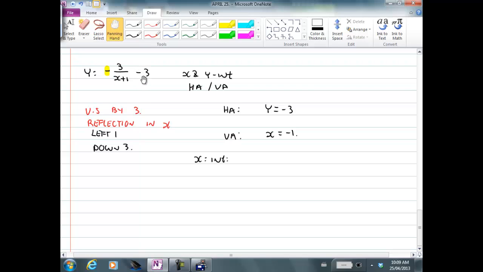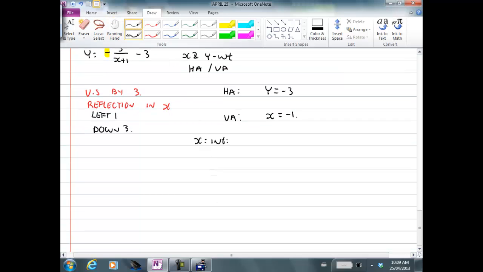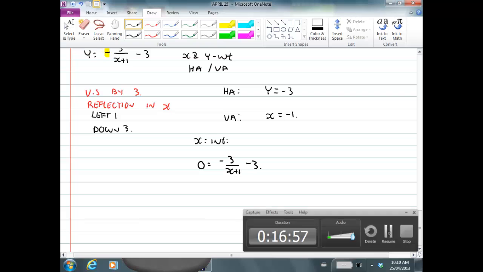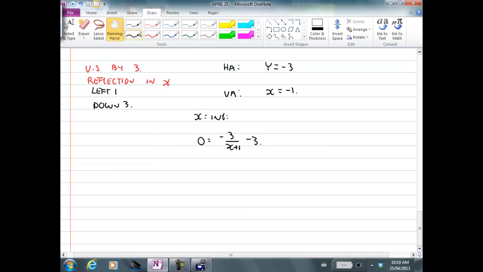Okay. So again, your x-intercept: 0 equals negative 3 over x plus 1 minus 3. I'm going to work this fairly quickly because we need more time. So I'm going to move things over. That's a 3. And I'm going to multiply that by x plus 1 equals negative 3. X plus 1, I'm going to divide this by 3, gives you negative 1. X equals negative 2. Very nice.